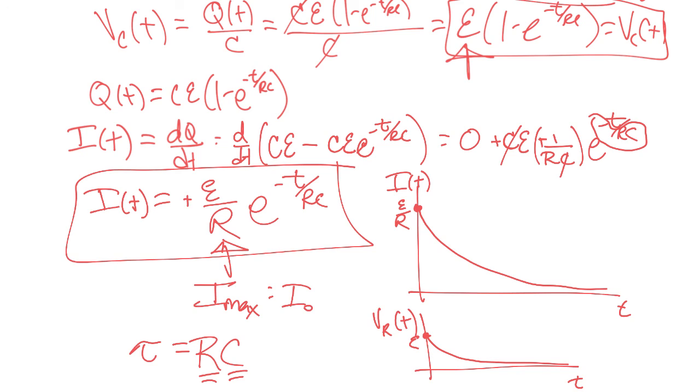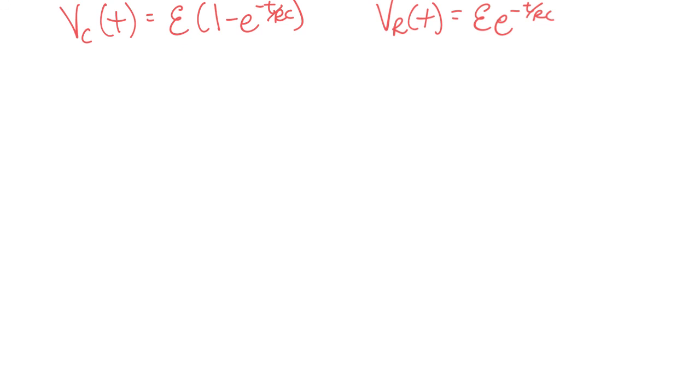Because when you first start this thing charging up, this looks like a wire. When Q equals 0, this looks like a wire, and so the current going through here is just E over R, that initial current. Okay, hopefully that helps.